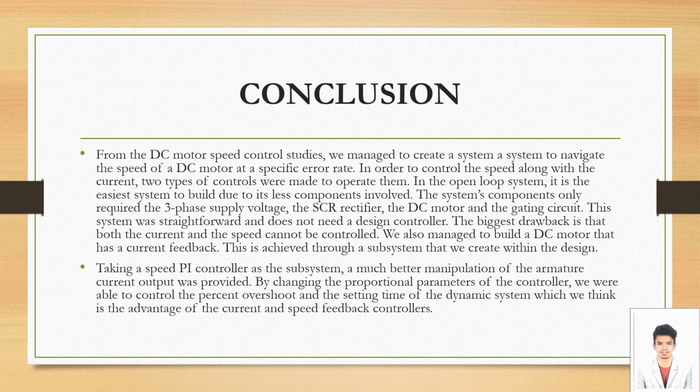This is achieved through a subsystem that we create within the design. Taking a speed PI controller as the subsystem, a much better manipulation of the armature current output was provided. By changing the proportional parameter of the controller, we were able to control the percent overshoot and the settling time of the dynamic system, which we think is the advantage of the current and speed feedback controllers.